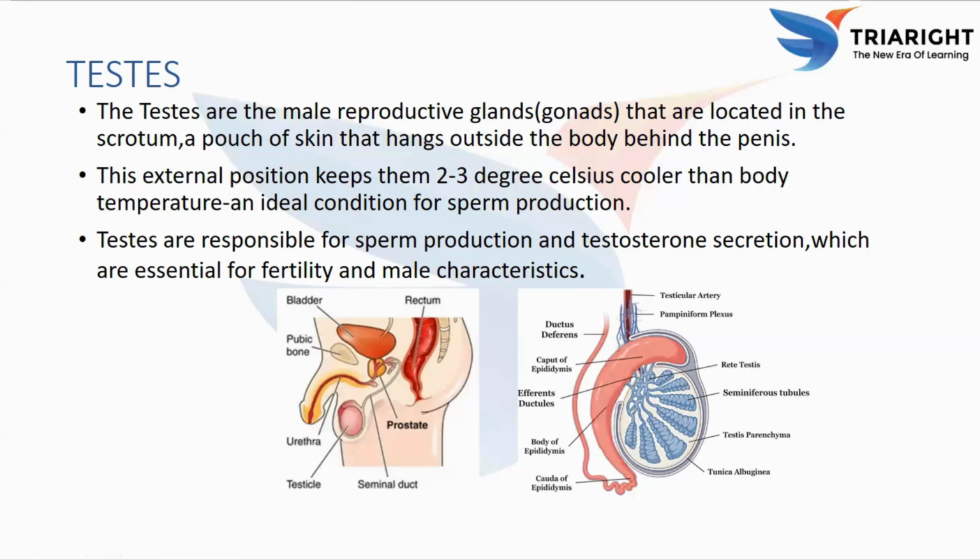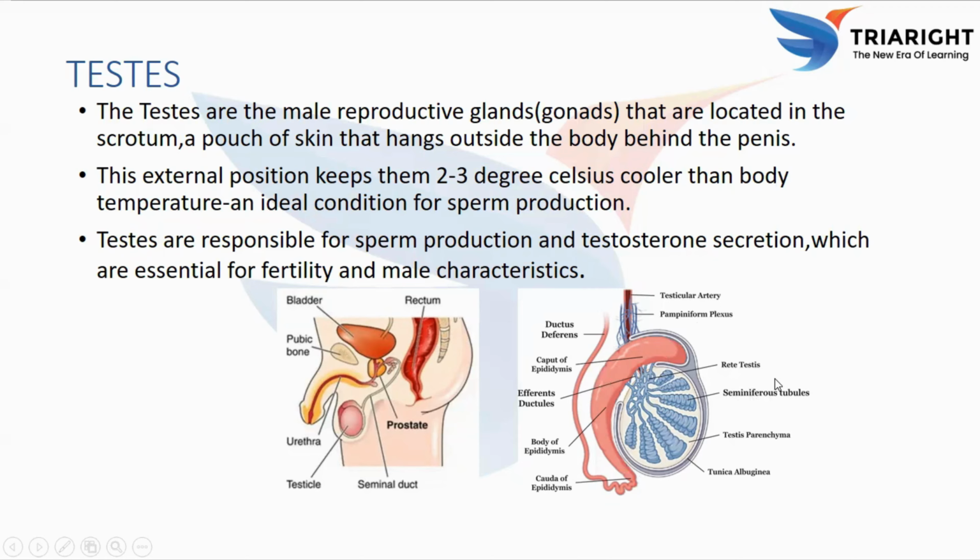When coming to the internal structure of the testis, each testis has about 250 lobules. Inside the tunica albuginea, you can see the lobules, about 250 in number. Each lobule contains 1 to 3 tightly coiled seminiferous tubules. You can see them here. The seminiferous tubules are where sperm are produced.